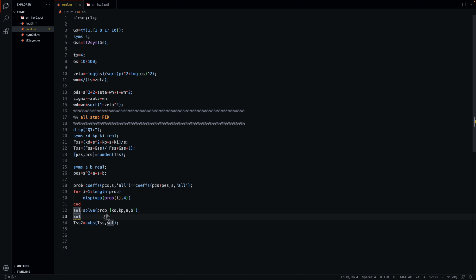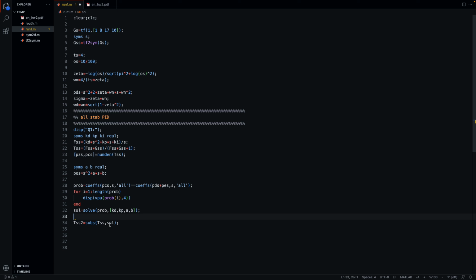So therefore it can deal with this stuff on its own, and we don't really have to care about the solution. I sometimes like to define some placeholders. KD val equals sol dot KD, and I can go on with this with KP val, A val, and B val. But here it's not always necessary, and I like to keep things short here.